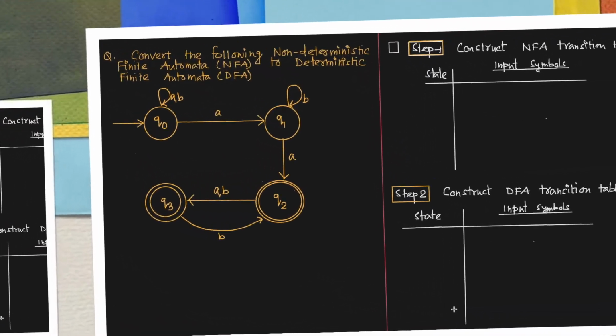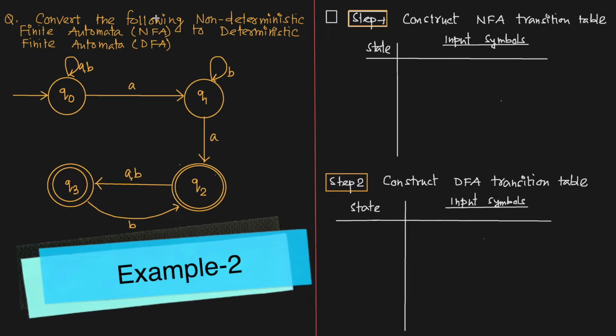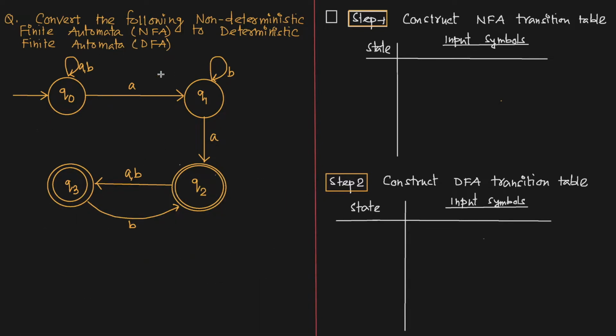Let us consider the next example. Convert the following NFA to DFA. This is the transition diagram for the NFA. Step 1: construct the NFA transition table. Here there are 4 states, Q0, Q1, Q2 and Q3. Q0 is the initial state, and Q2 and Q3 are the final states.